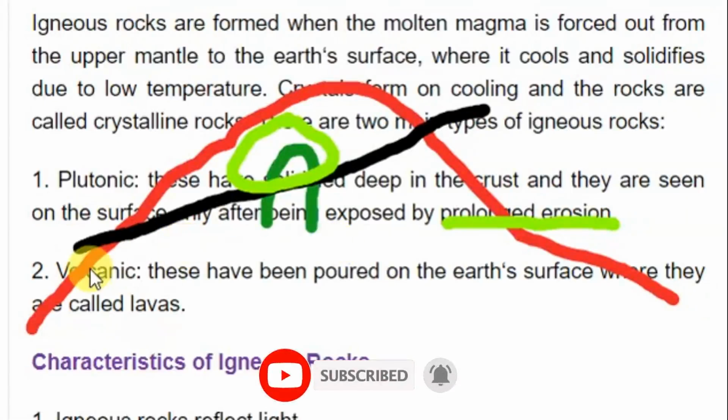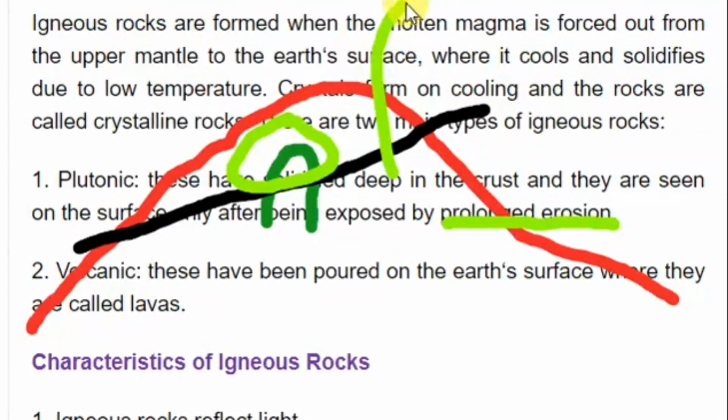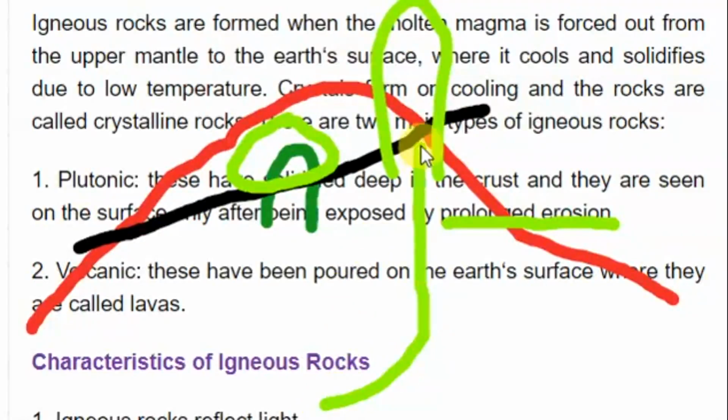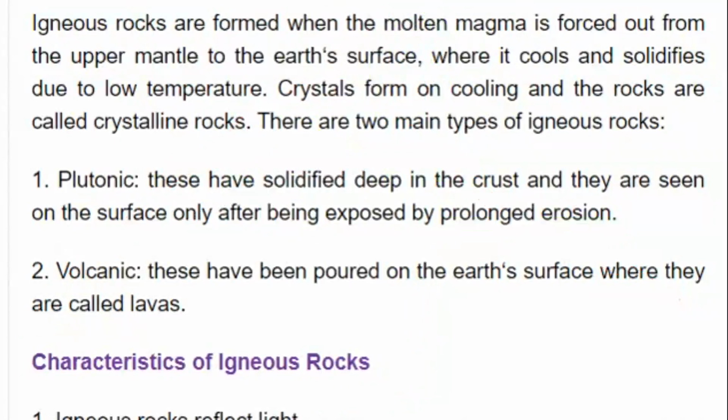From there we move to the volcanic type. These have been poured on the Earth's surface where they are called lavas. So the volcanic rocks come up to the outside from the internal structure of the Earth. Then eruption occurs where the magma is pulled up to the outside of the Earth, where it tends to cool and solidify. This is what we classify as volcanic. So we have plutonic and volcanic igneous rock.